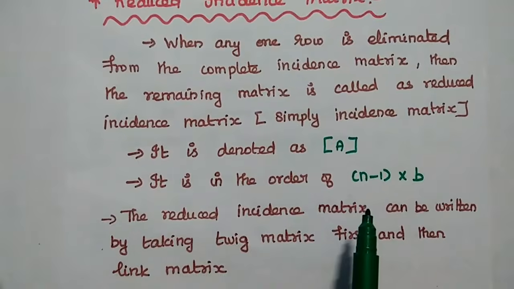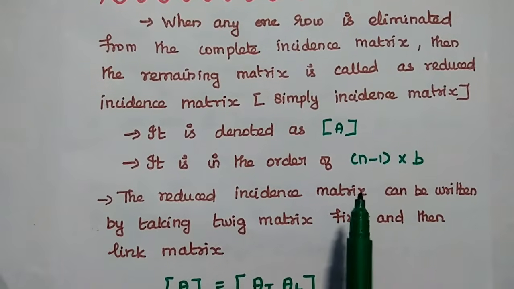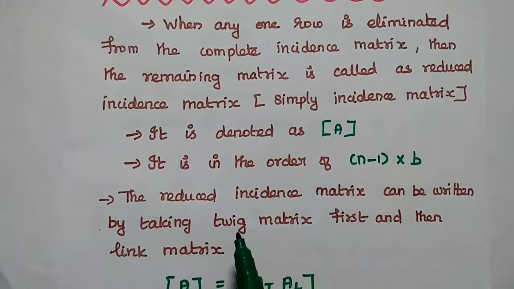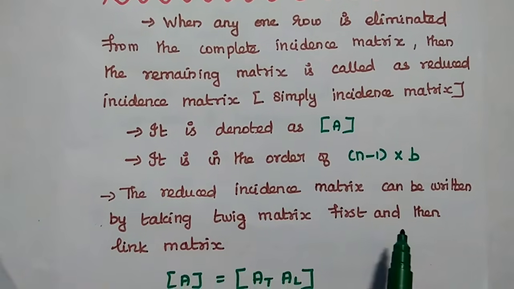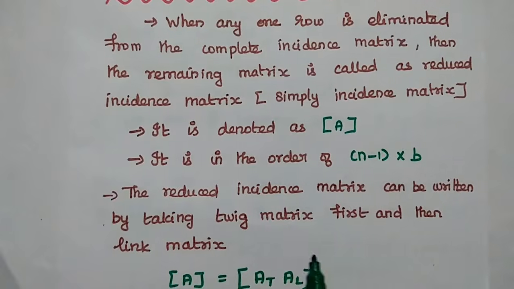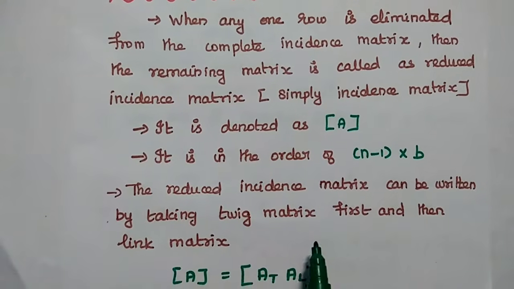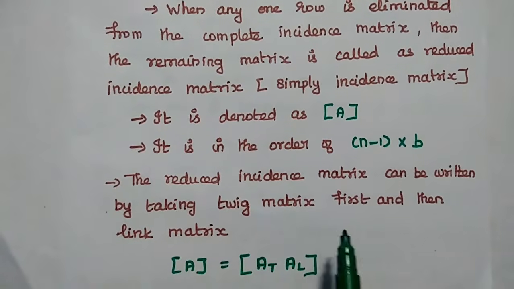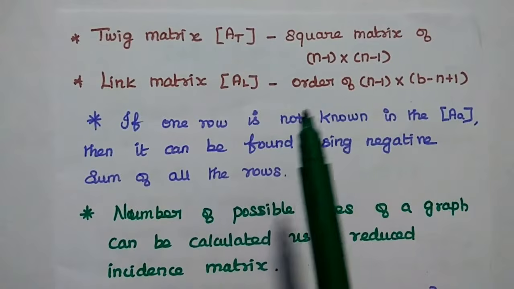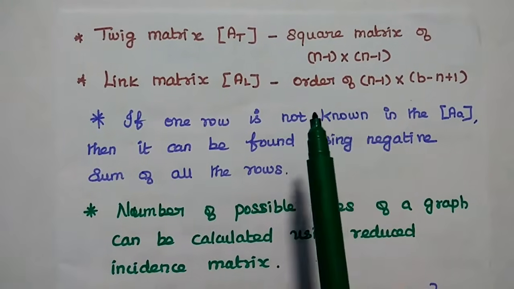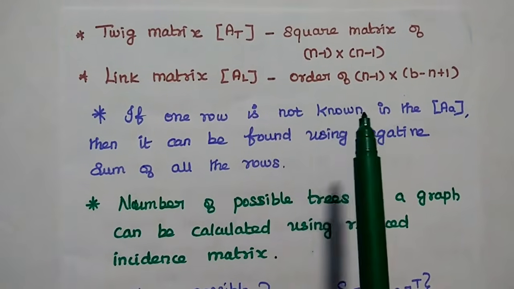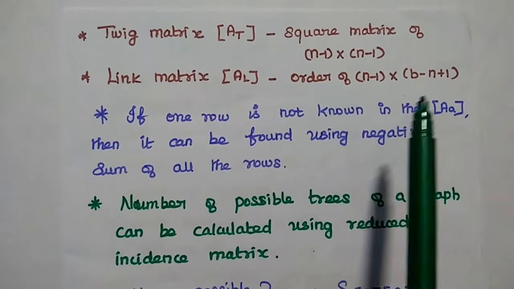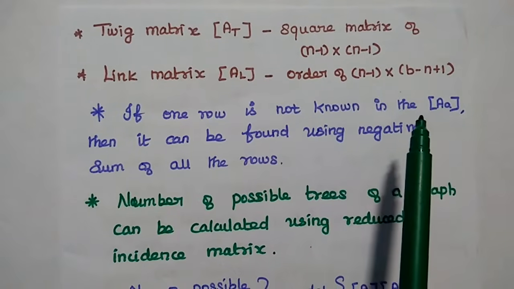The next one is that the reduced incidence matrix can be written by taking the Twig matrix first and then the link matrix. As you all know, Twig means connected branches in a tree. The Twig matrix is a square matrix of order n minus 1 into n minus 1. The link matrix is of order n minus 1 into b minus n plus 1.